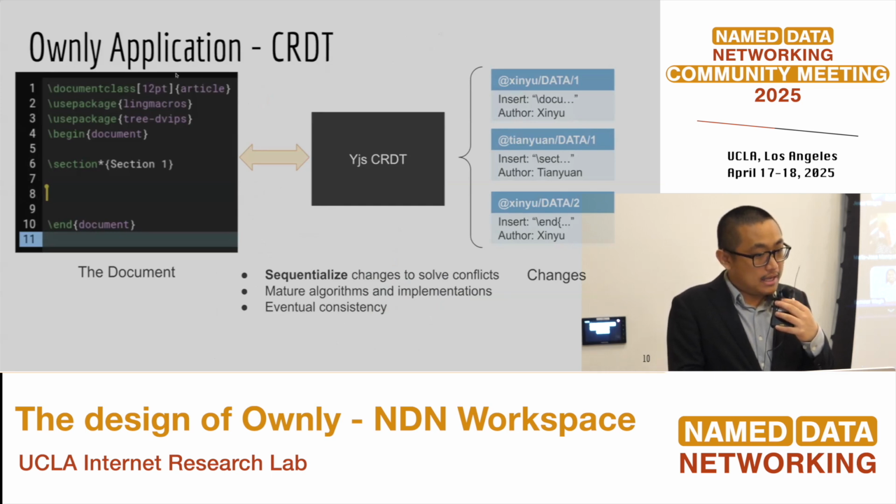Imagine we have a document that looks like this, and I, Xinyu, want to make some change to this document. This document shows on screen as a single document, but behind it we have a sequence of changes, some made by me, some made by Tianyuan. All these are actual data. These data differences are stored in the CRDT, and the CRDT algorithm makes up this document based on all these changes. We have mature algorithms and implementations for CRDT, and it achieves eventual consistency.